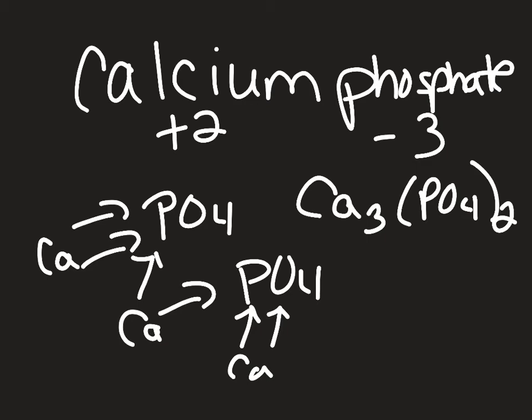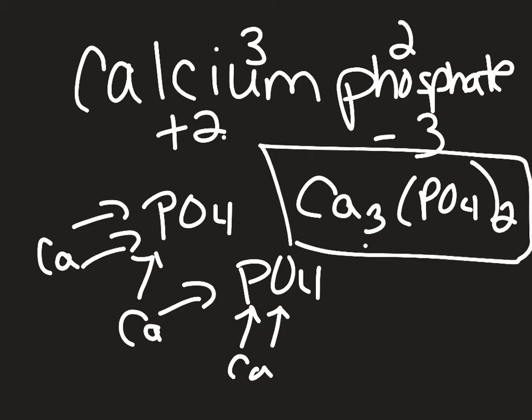Okay, the other way we could do this is the closest number that 3 and 2 have in common is 6. So it takes 3 calcium, 3 times 2 is 6, and it takes 2 of the phosphates, 3 times 2, to get to the 6 electrons being taken. So your formula for calcium phosphate is Ca3(PO4)2.